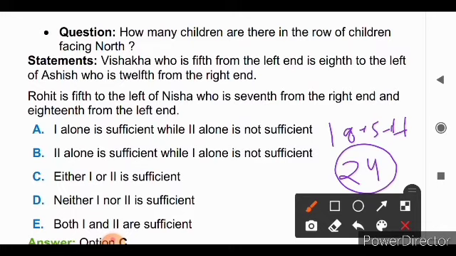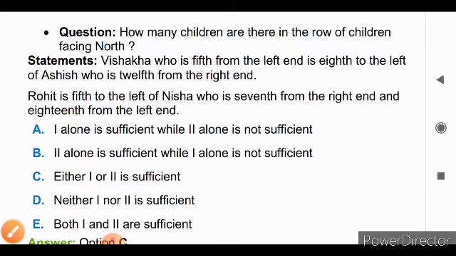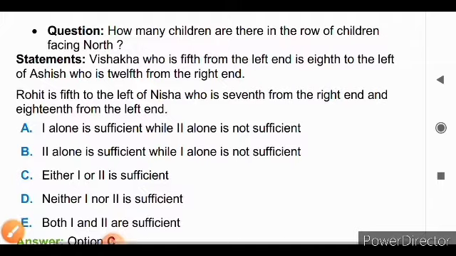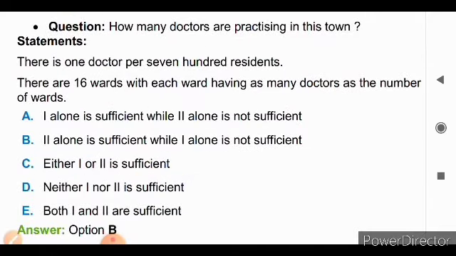Then we can say either statement 1 or 2 is sufficient to answer the question. So answer of this question is Option C, either 1 or 2 is sufficient. Next question is, how many doctors are practicing in this town? Statement 1 is, there is one doctor per 700 residents. Statement 2 is, there are 16 wards with each ward having as many doctors as the number of the ward.